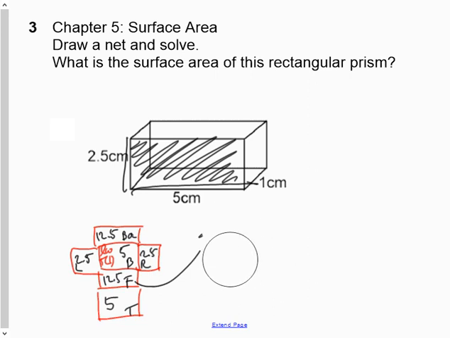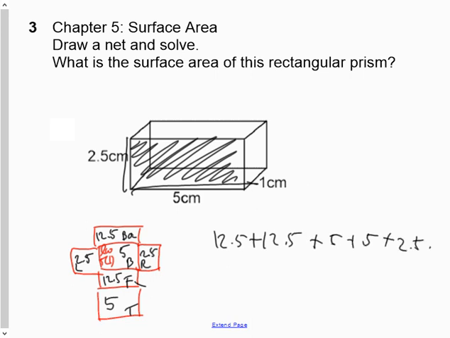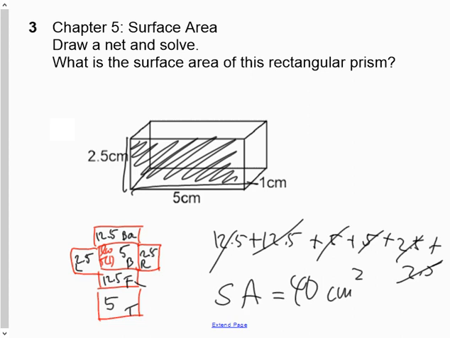And then in order to calculate the surface area of the entire prism, all we have to do is add up 12.5 plus 12.5 plus 5 plus 5 plus 2.5 plus 2.5. This is 5, 10, 15, plus another 25 is 40 centimeters squared equals the surface area. Okay, so while I press pause, you can copy that down if you didn't have it. So that's the work that was expected.